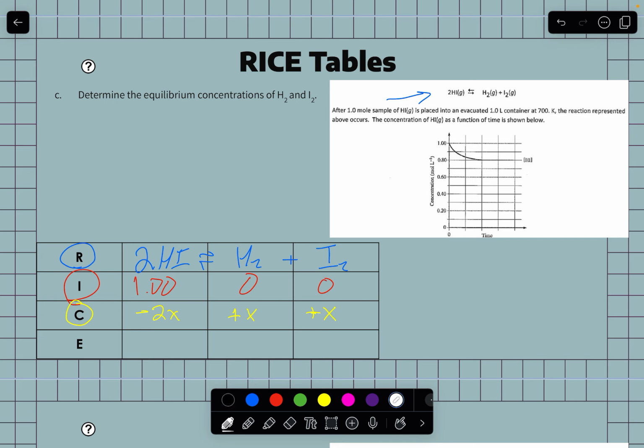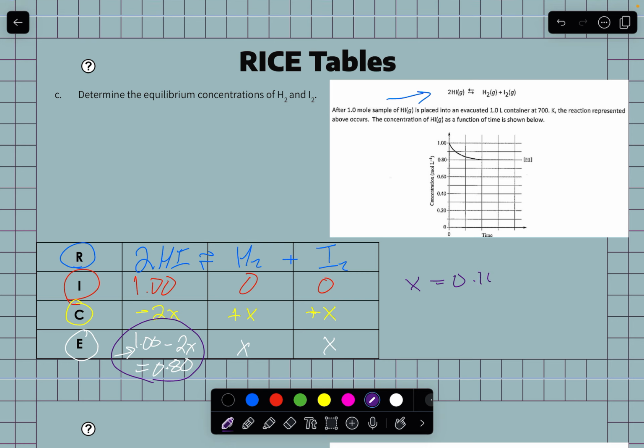Okay, and then the last part is the equilibrium. So at equilibrium, we actually know our concentration here, right? This is going to be 1 minus 2x, because that's our initial minus change. These are just going to be x and x. But we know this equals 0.80. So from this information, we know that x is equal to 0.10 if we do that algebra and solve for x.